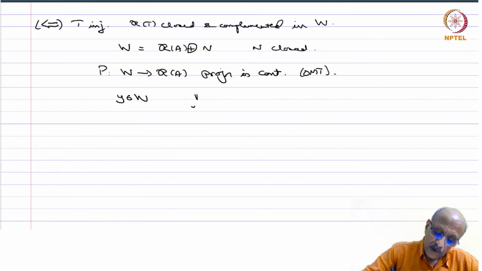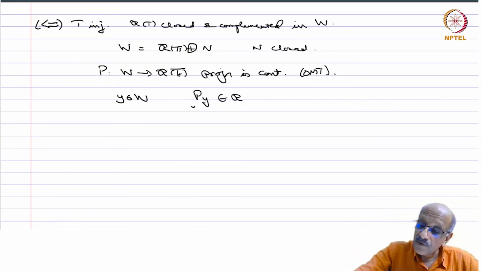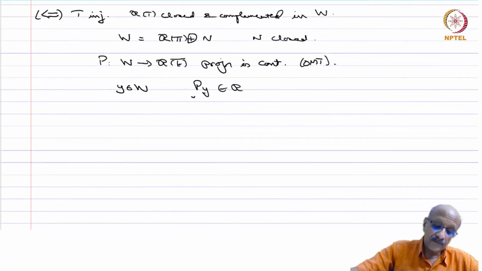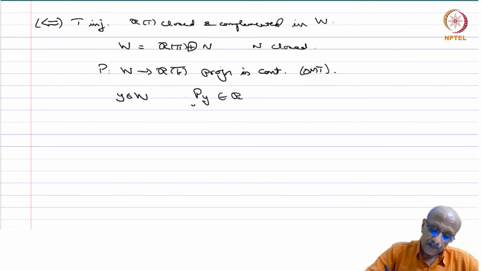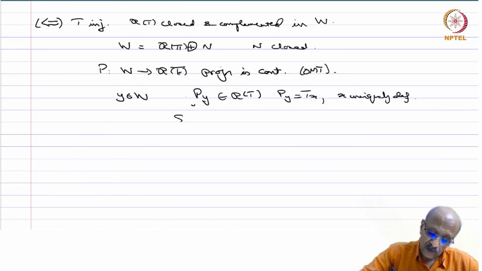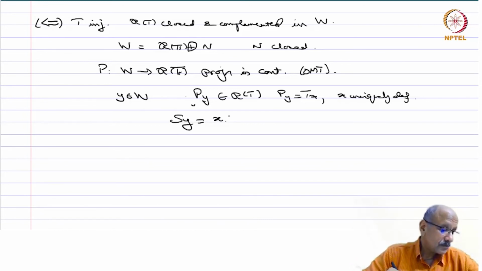So you take Py, which belongs to the range of T. Everything is T only. Okay, fine. Range of T. So now P of y belongs to the range of T, so P of y equals Tx, and x is uniquely defined because T is injective. Okay, so P of y is in the range, so it has to be some T of x. So you define S of y equal to x. So it is well defined.